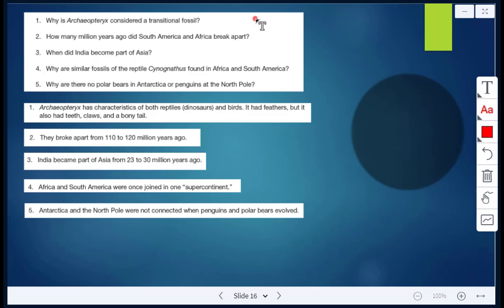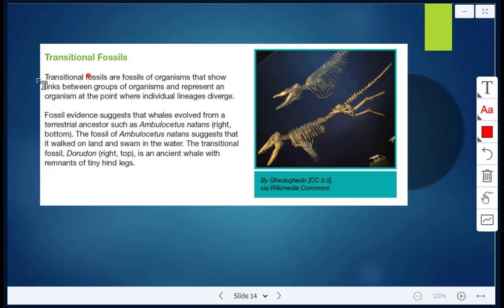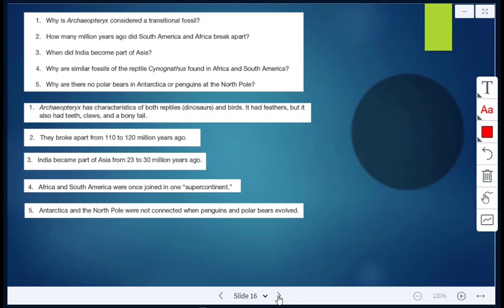Why is Archaeopteryx considered a transitional fossil? So remember, transitional fossils are the links between groups of organisms, and they represent an organism at the point where individual lineages diverge. This organism has characteristics of both reptiles, dinosaurs, and birds. It had feathers, but it also had teeth, claws, and a bony tail.